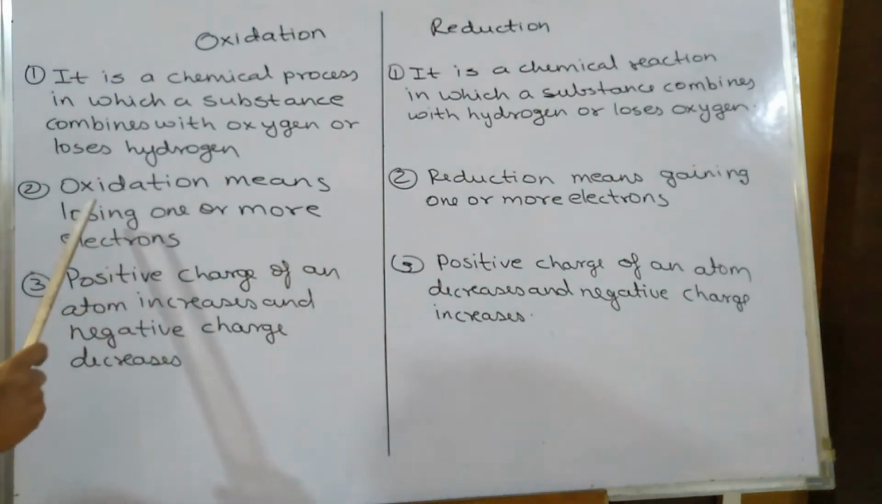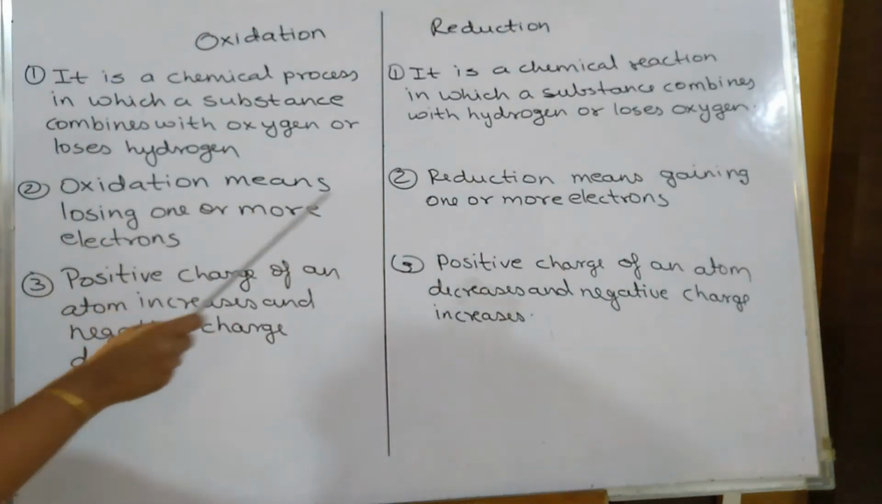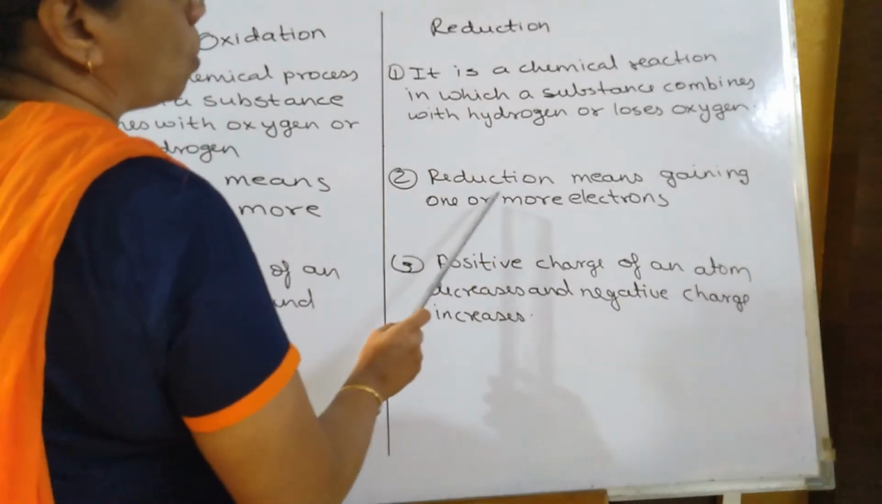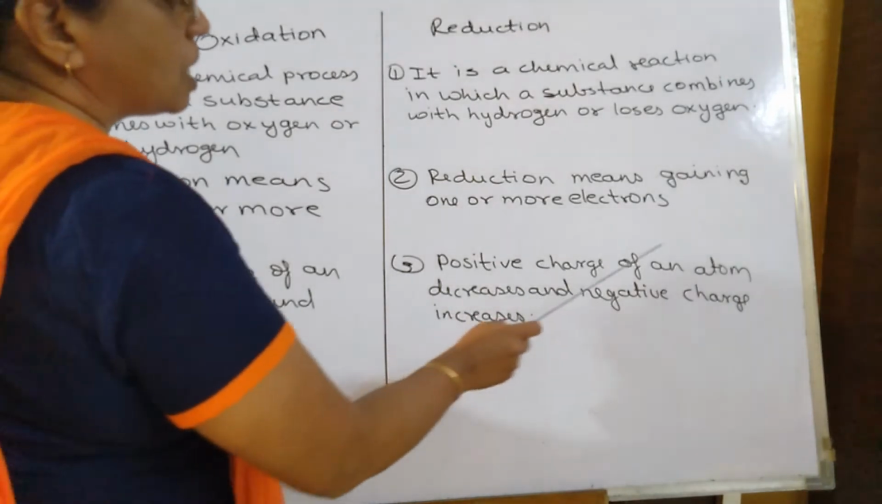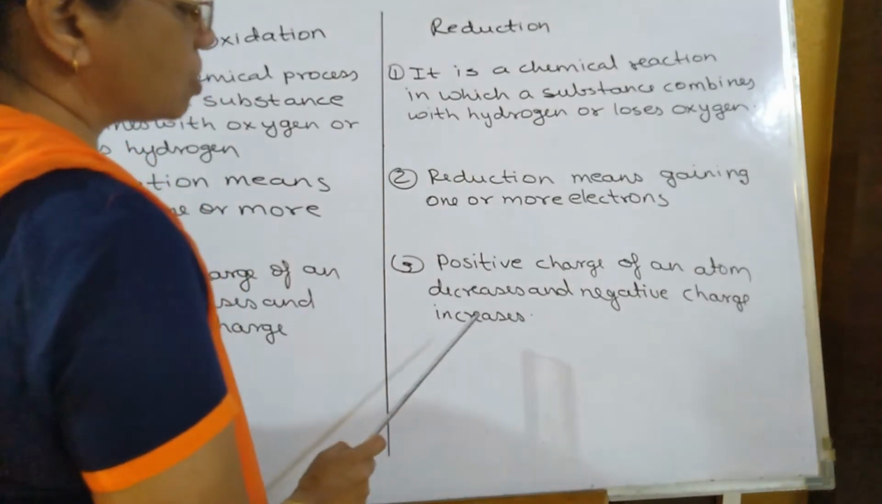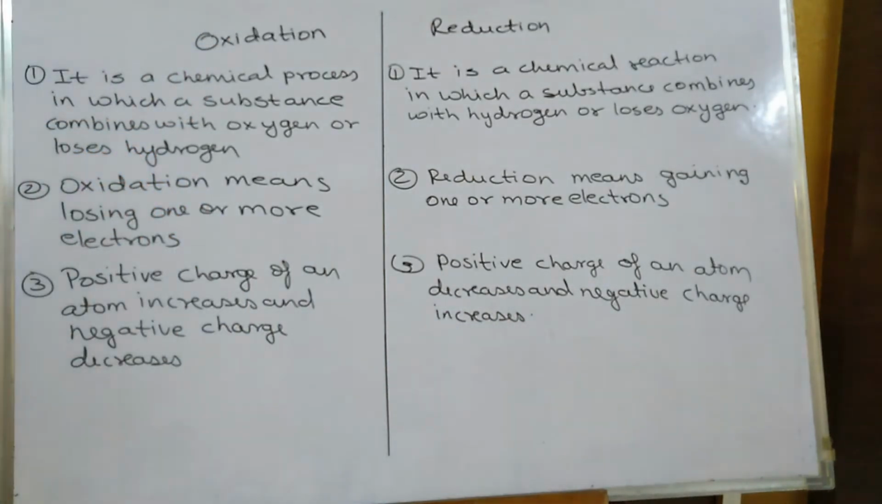Next one, oxidation means losing one or more electrons. Reduction means gaining one or more electrons. And the third one is: the positive charge of an atom increases and the negative charge decreases. And over here, the positive charge of an atom decreases and the negative charge increases.